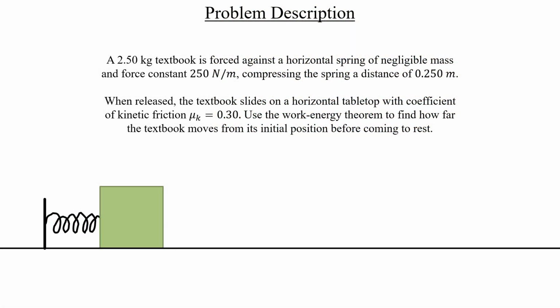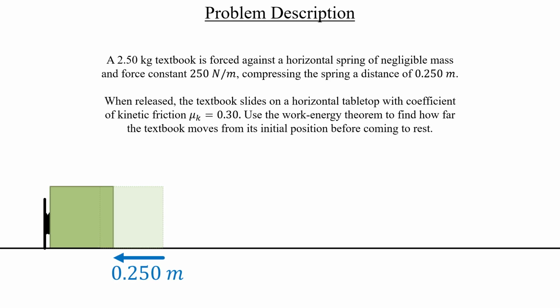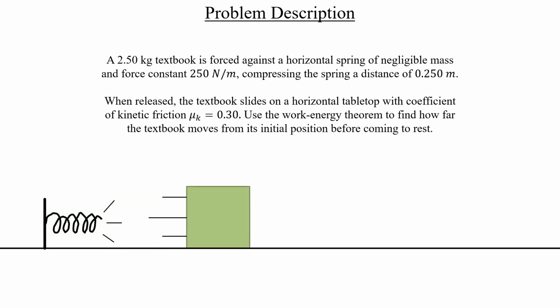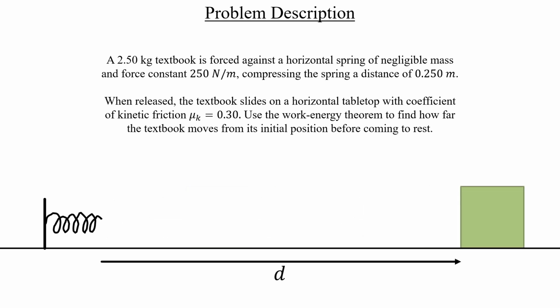We're going to take a textbook, which is represented by this green square here, and push it up against this spring by applying a force. This will compress the spring by 1/4 of a meter, then we will let the textbook go and launch it. It's going to slide across this tabletop and slow down in the process before eventually coming to a stop. And our job is to figure out how far it was displaced from the launch position by using the work energy theorem.